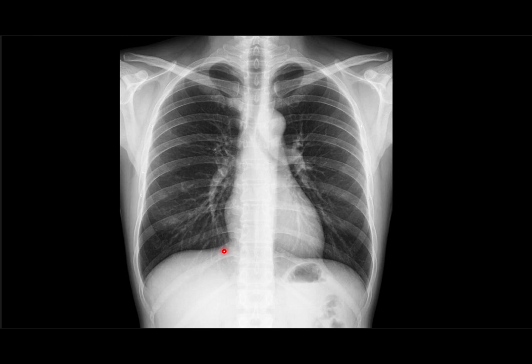This is the right hemidiaphragm. This is the left hemidiaphragm. This is the right lung zone. This is the left lung zone. This is the heart. This projection here is the aortic knuckle.